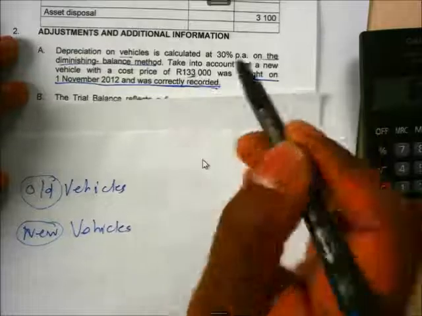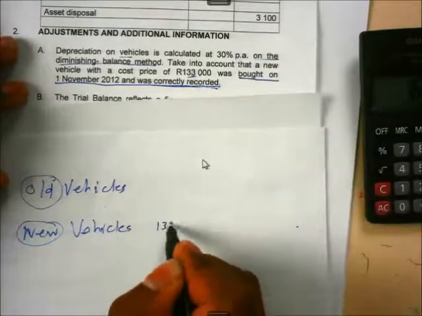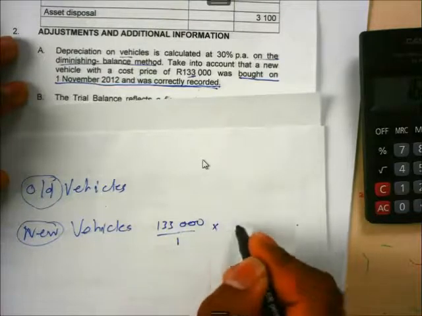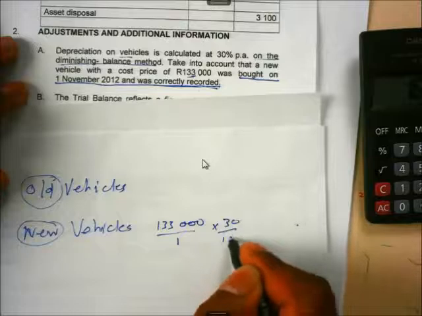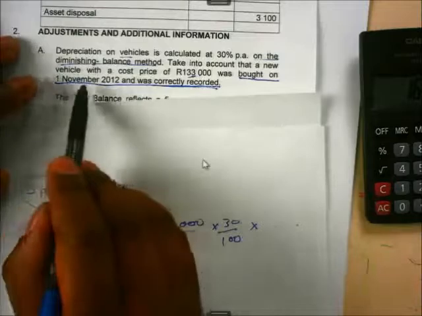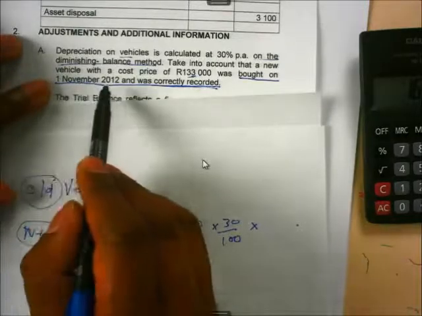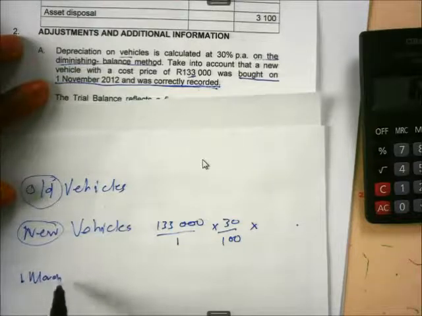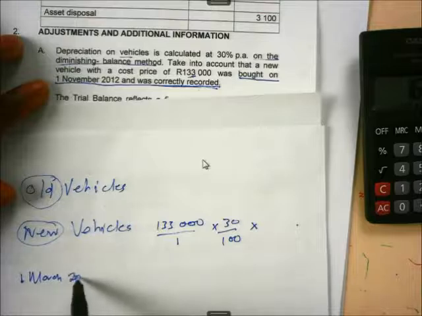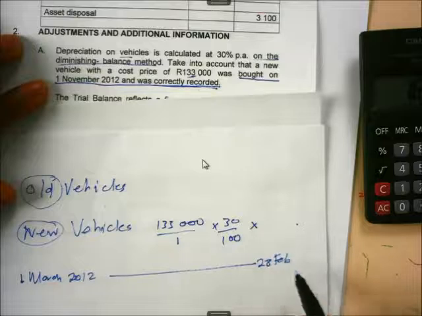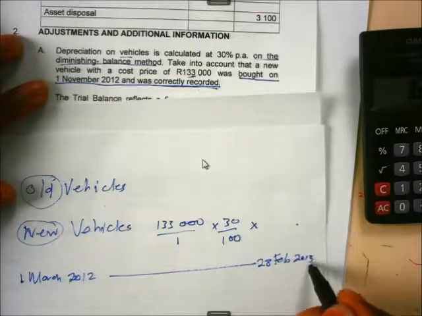We bought a new vehicle for how much? 133,000, multiply by 30 over 100, multiply by what? They said we bought it when? On 1 November 2012. Therefore, you need to know your financial year. Your financial year starts on 1 March 2012 and ends on 28 February 2013.